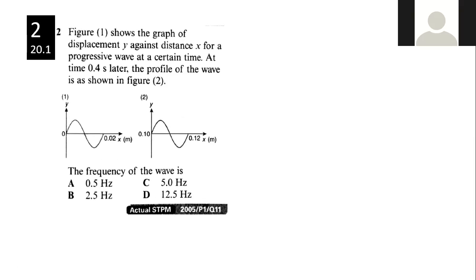Okay, number two. The figure shows the graph of displacement y with distance x for a progressive wave at a certain time. At 0.4 second later, the profile of the wave is shown in figure 2. What is the frequency of the wave? Yep, what's the answer?